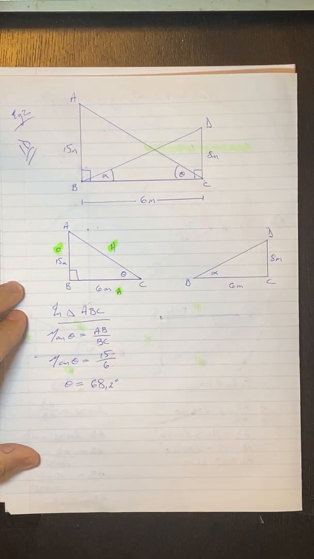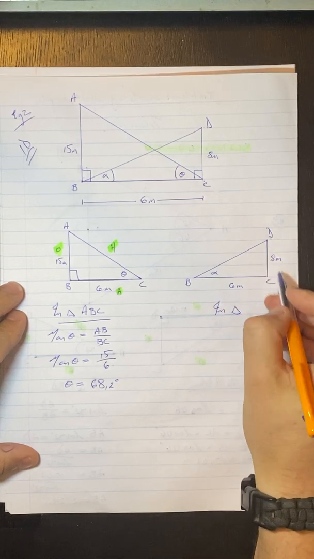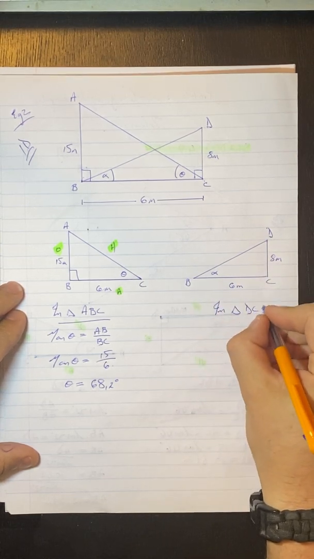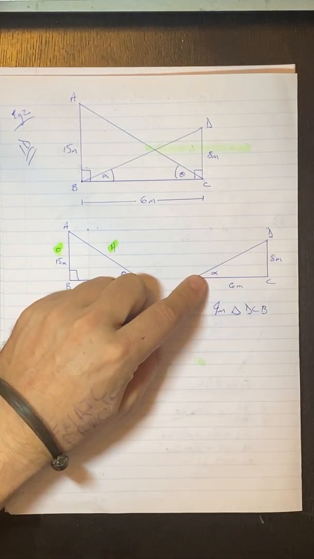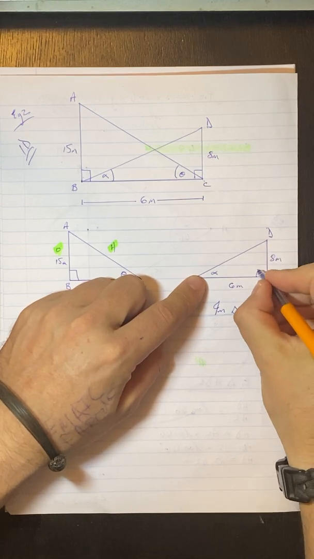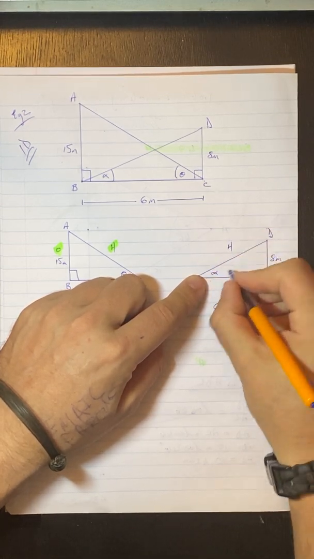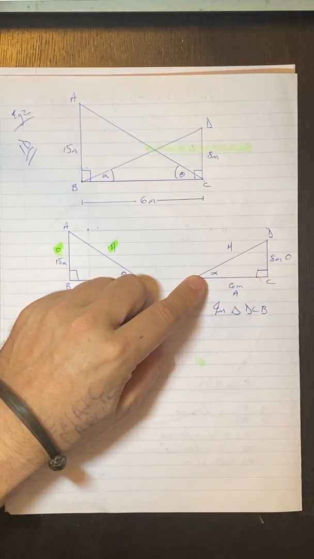Right, let's do the same for this one over here. In triangle DCB, from the angle, I'm going to fill in my opposite, adjacent, and hypotenuse. So this is 90 degrees. This is your hypotenuse, adjacent, opposite.